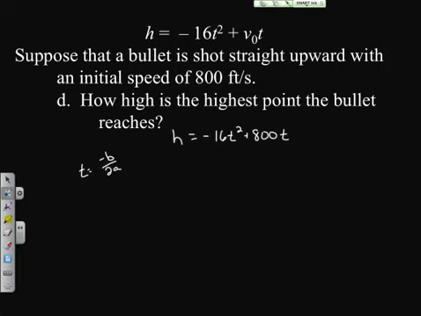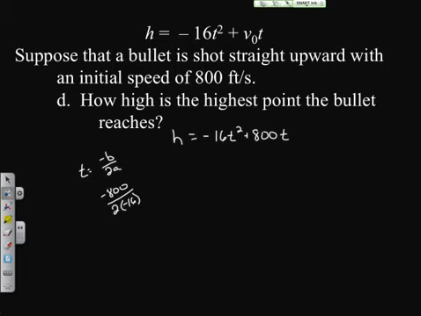So negative b would be negative 800 over 2 times negative 16. And just doing some reducing here, we know that this cancels to a 1 and this cancels to a 50. And then 50 over 2 is 25. So when t is 25, that will give us our maximum height. And so we can just plug that in.